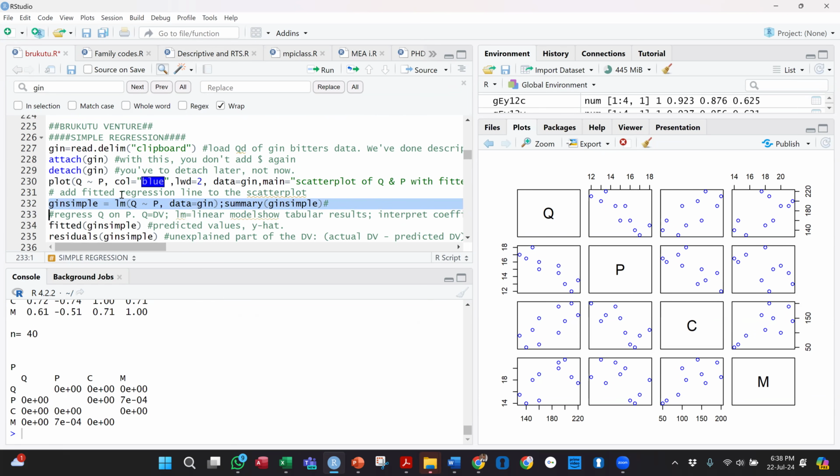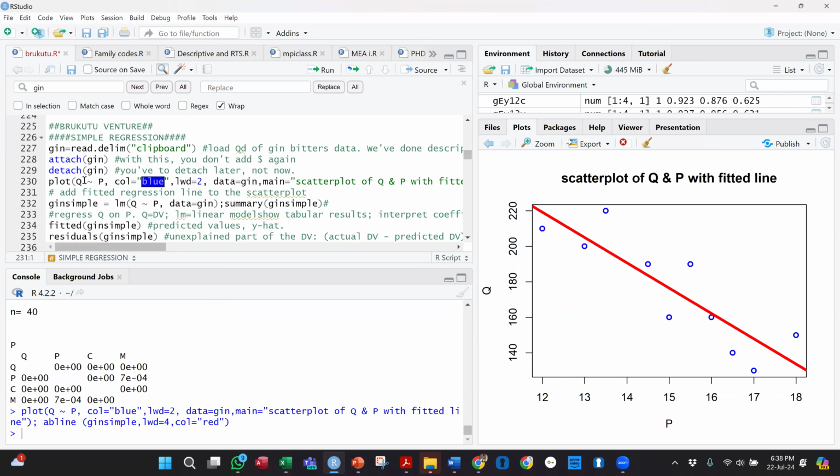Now, there are two things. Before you can run the gen simple, you have to attach this command, attach gen. If you don't do attach gen, it might not work. Other than that, you have to write gen dollar before the variable. So I'm going to show you what I mean. Mine I've already attached, so obviously it will show. But you will have to attach. Later on, when you're about to close your R, you will detach by using the next command.